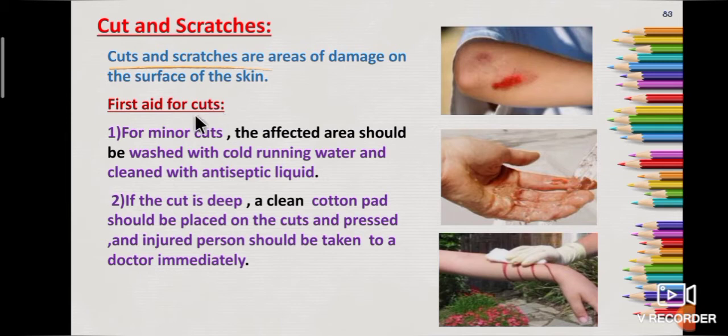First aid for cuts. First point, for minor cuts, the affected area should be washed with cold running water and cleaned with antiseptic liquid. Second point, if the cut is deep, a clean cotton pad should be placed on the cut and pressed, and the injured person should be taken to a doctor immediately.